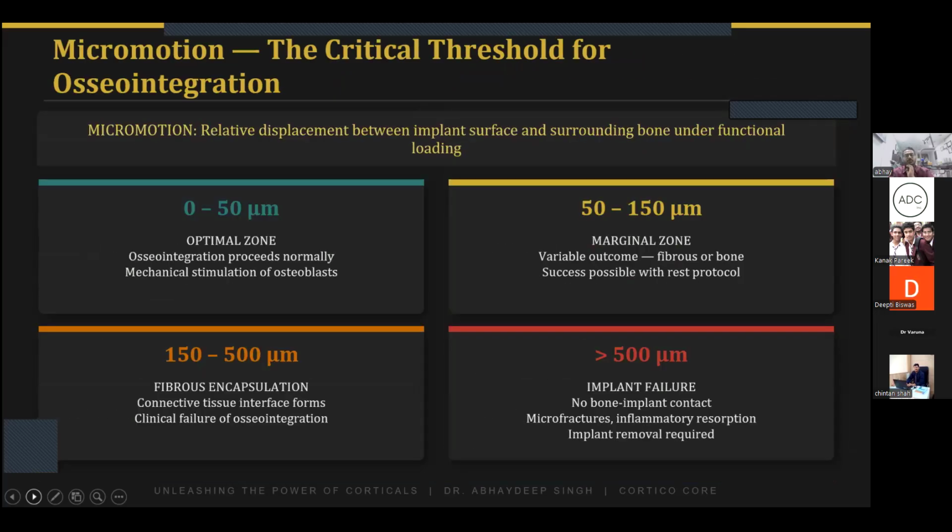Okay. Micromotion, I've told you, the lesser the micromotion, the more chances of osseointegration. If there is more micromotion, if there is marginal fibrous union with the implant, then it might end up in failure. If the motion is more than 500 micrometers, then there is definitive chance of fibrous union. Okay, the implant failure will occur if your micromotion is more. How do you negate the effect of micromotion? How do you eliminate the micromotions? By rigidly splinting the abutments. And if your primary stability is coming from the corticals, there is going to be very less micromotion.